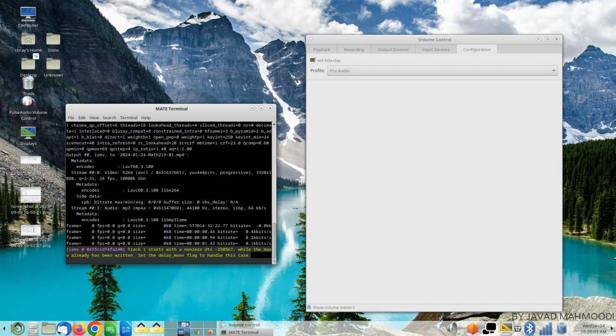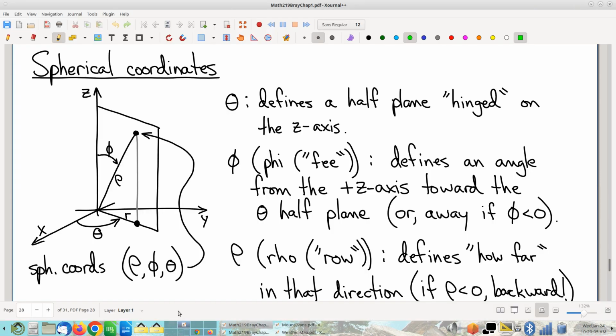Okay, so time to get going. Here's where we were last time. We were talking about spherical coordinates, and remember this is a different way of keeping track of where you are in space. So just a very quick reminder, because we went through the details last time.